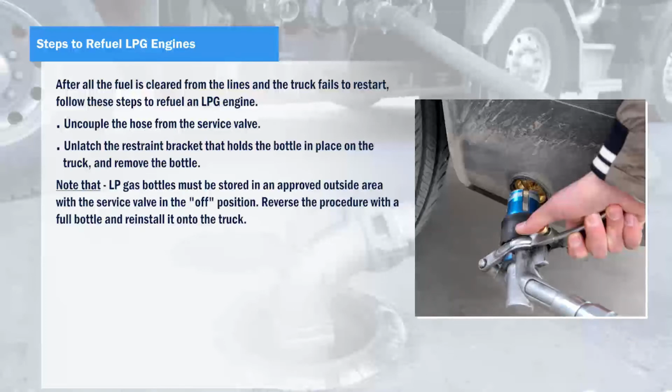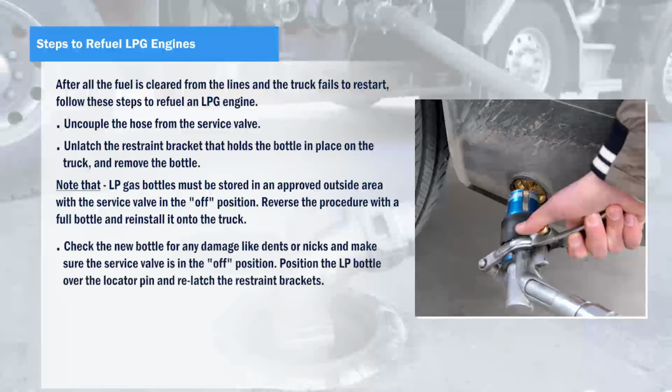Note that LP gas bottles must be stored in an approved outside area with the service valve in the off position. Reverse the procedure with a full bottle and reinstall it onto the truck. Check the new bottle for any damage like dents or nicks and make sure that the service valve is in the off position. Position the LP bottle over the locator pin and relatch the restraint brackets.